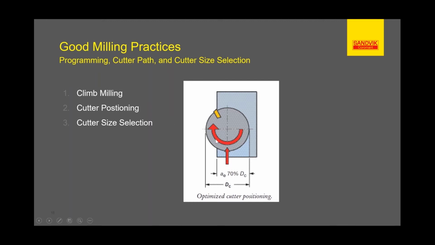The cutter position should always be slightly offset, like you see here. So we've got 70% of the cutter diameter as the width of the cutter path. You want to do that whenever you can. And that should be your guide for cutter size selection. If you know how wide your cutting path needs to be, you should select a cutter that's about 30% greater in diameter than the actual cut width.